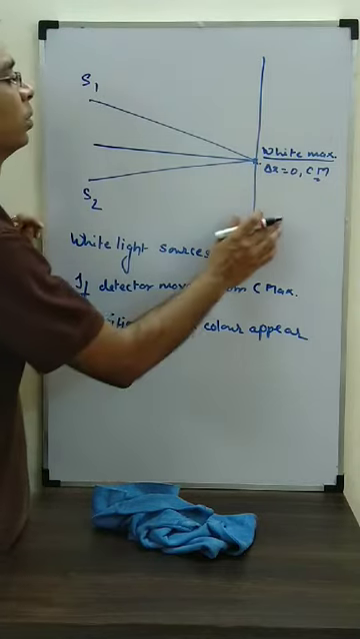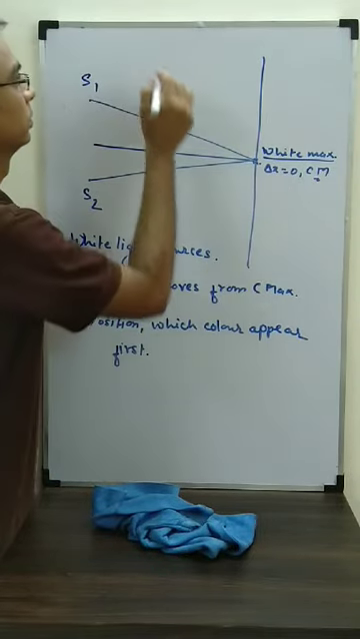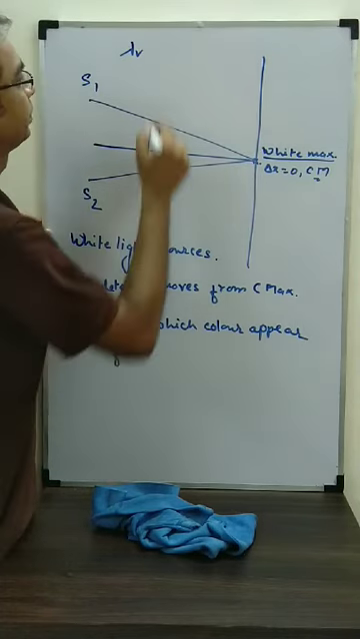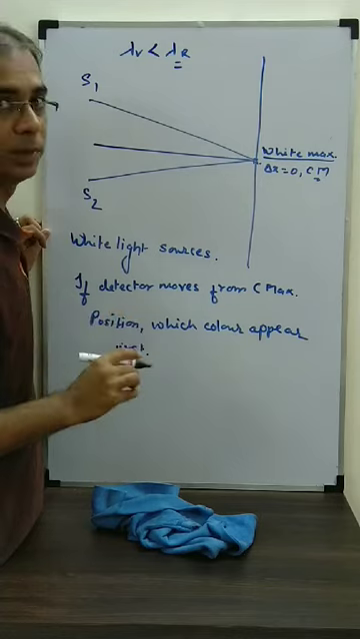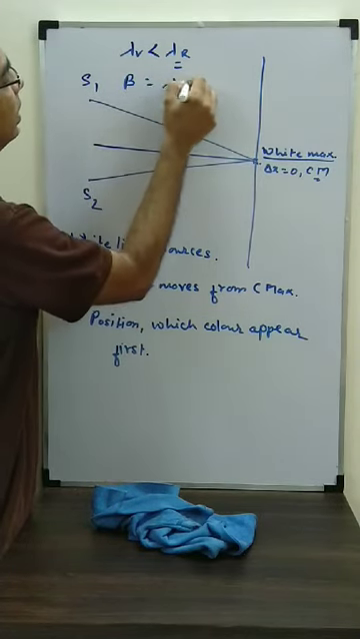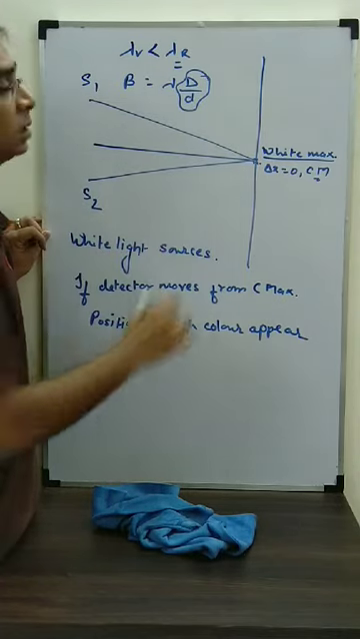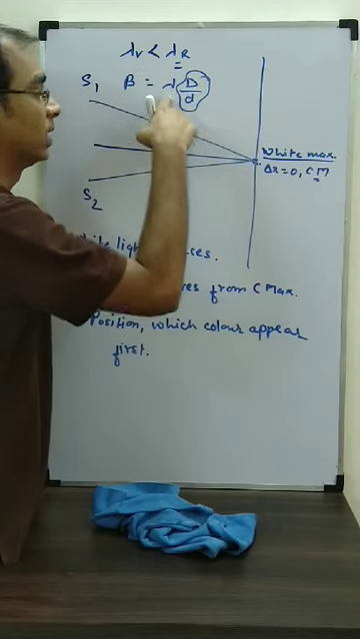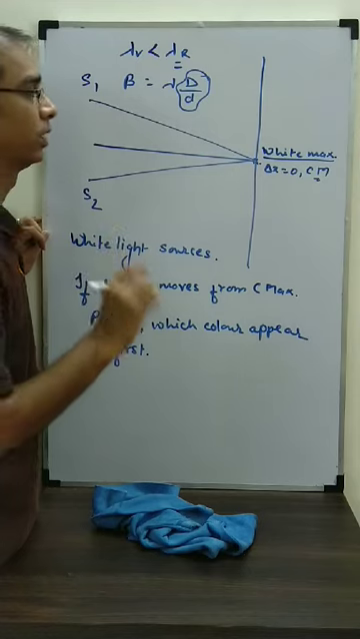Now, what we know, which color is having least wavelength? Violet. Lambda of violet is least. Then, whose fringe width will be smaller? Now, fringe width, if I talk, it's lambda D by d. Now, this factor is common. So lambda is only the deciding factor over here. So lambda of violet is less. So first maxima of which color will appear first? Violet.